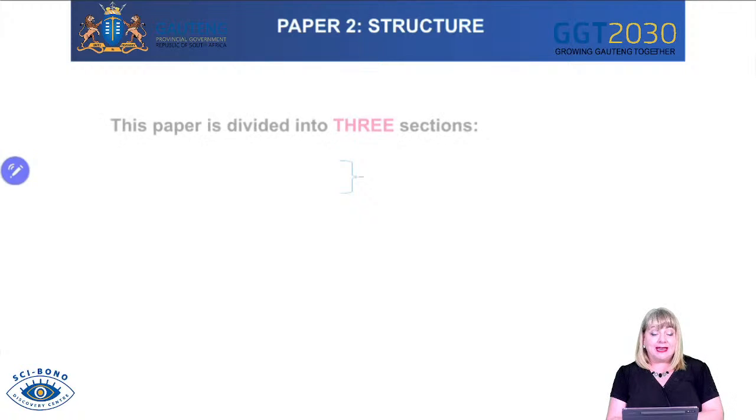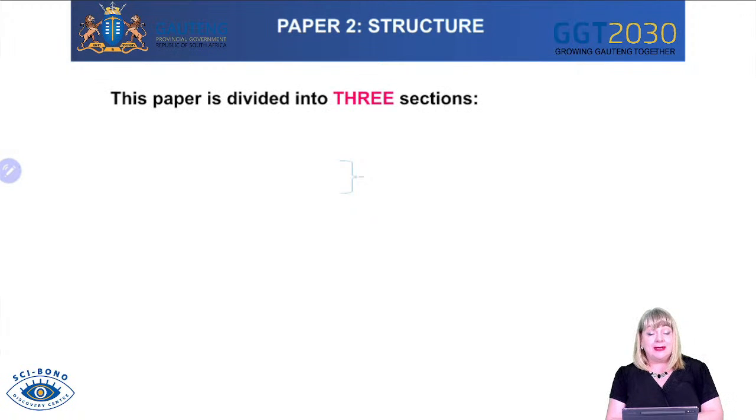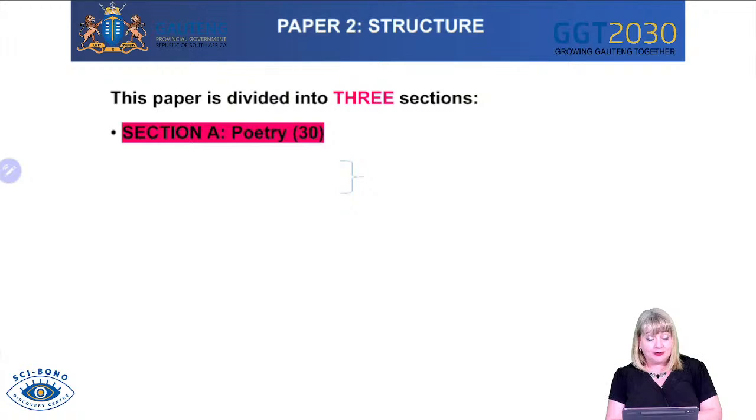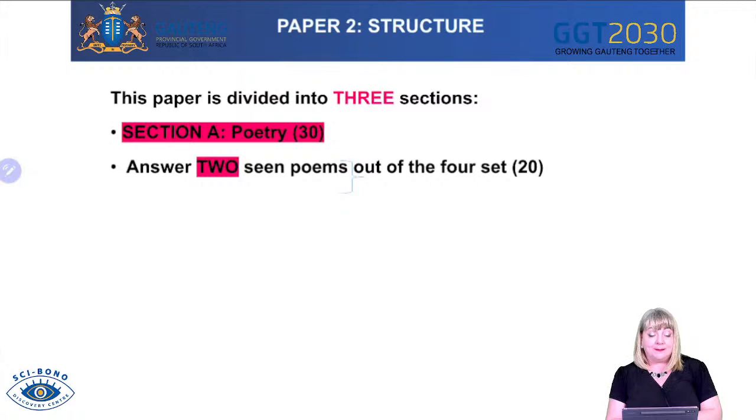If we have a look briefly at paper 2, you will remember that paper 2 is divided into 3 sections. So section A is your poetry, and that's always for 30 marks. And then it's broken up into the first 4 questions are seen poems. And of those 4, you will always choose 2. So the first question will always be the poetry mini essay, which I'm sure you saw in your preliminary examination.